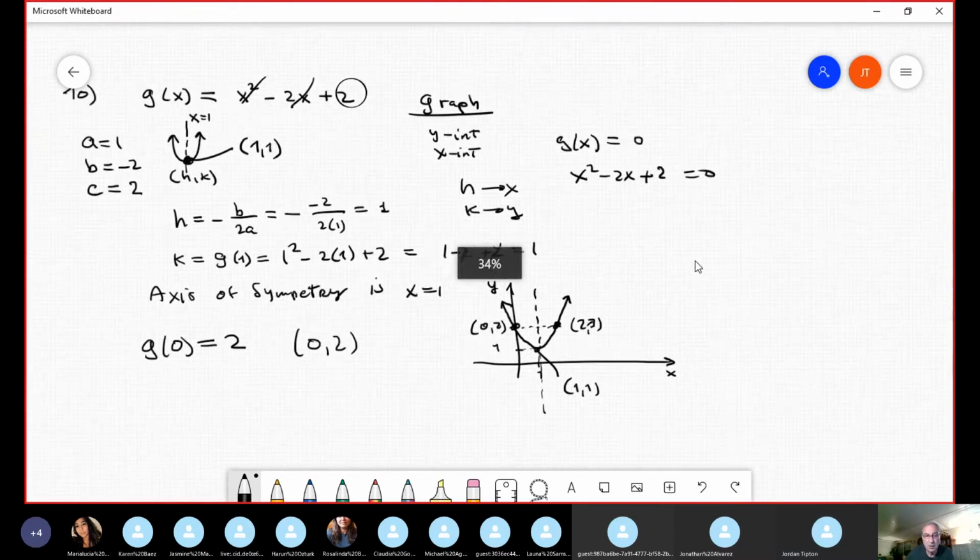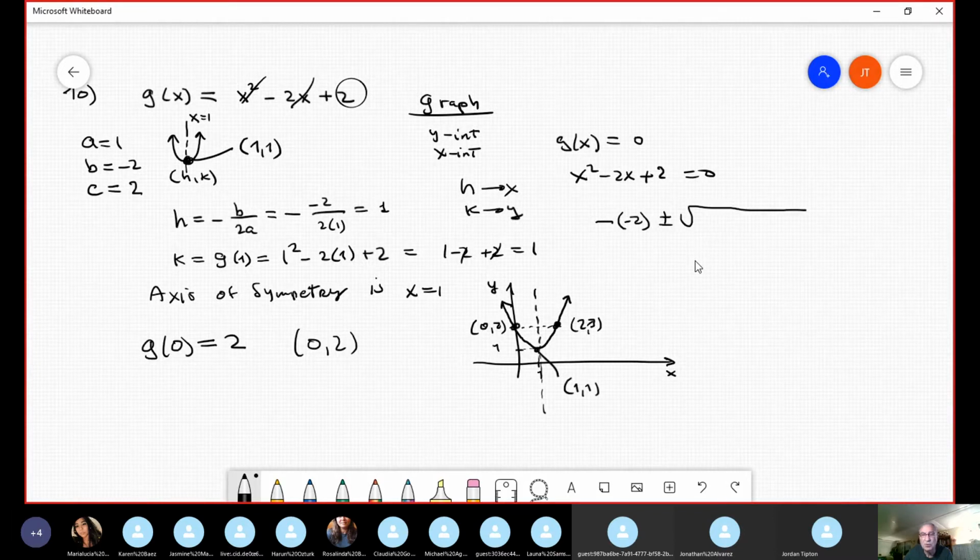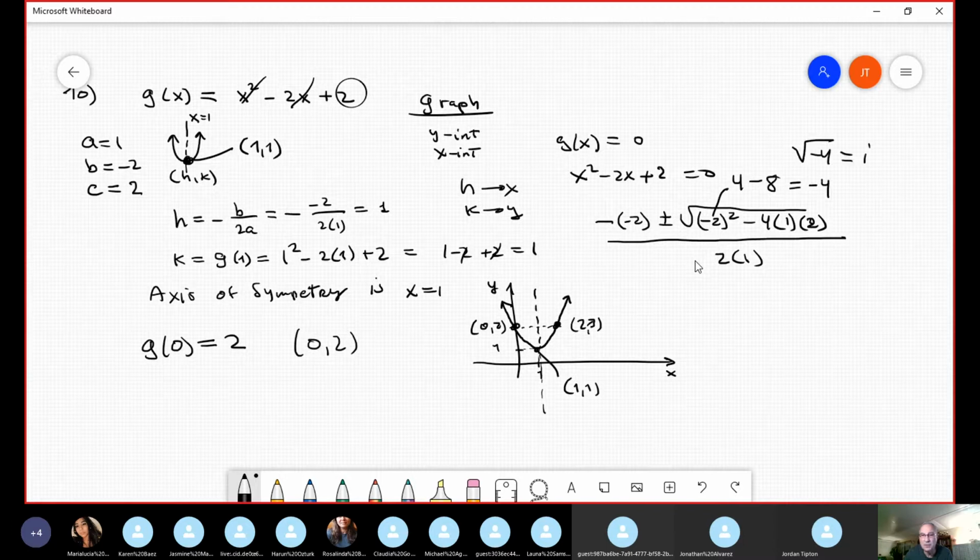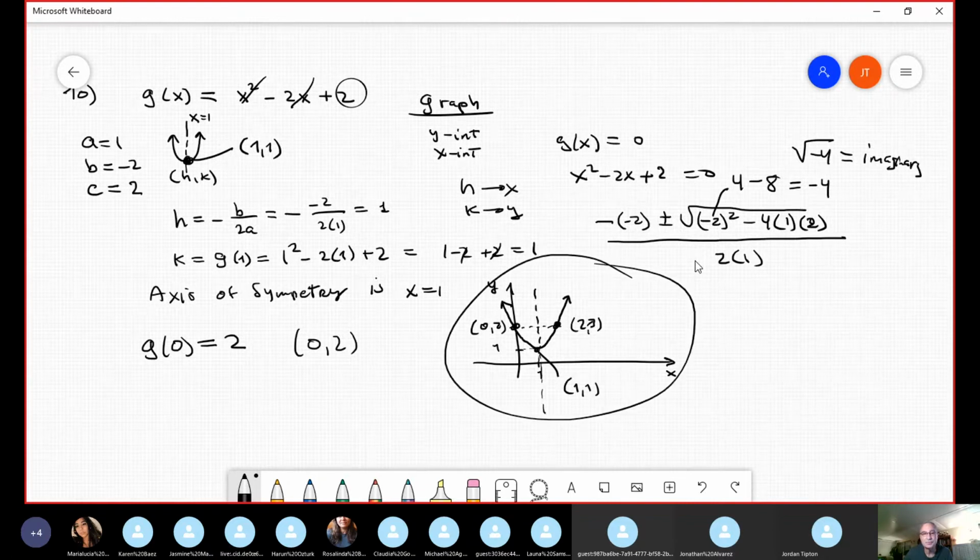Look, minus b, and b is negative 2, entonces es positive 2. Double minus, no? Double minus becomes positive. Square root, negative 2 squared, que es b squared, minus 4 times a, que es 1, times c, que es 2, all divided by 2 times 1, no? When you compute that part, this part is 4, and 4 minus 8 is negative 4. Wow! And the square root of negative 4 is imaginary. Exactly, we predicted using common sense, graphically.